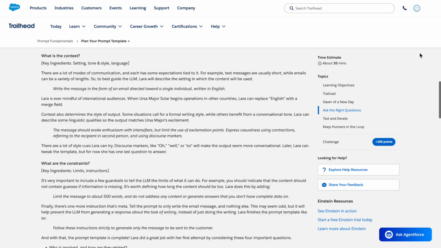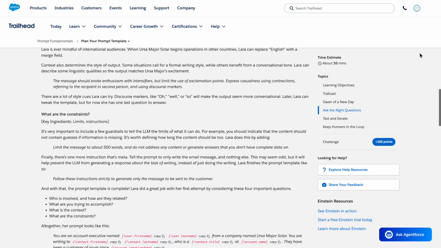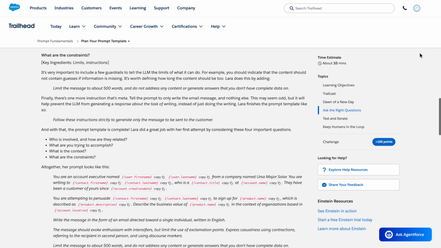There are a lot of style cues Laura can try. Discourse markers like oh, well, or so will make the output seem more conversational. Later, Laura can tweak the template, but for now she has one last question to answer. What are the constraints? Key ingredients, limits, instructions.